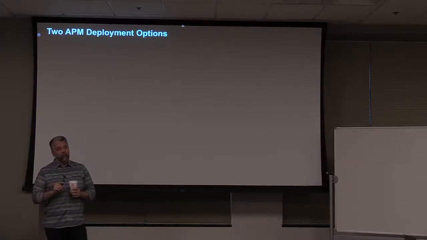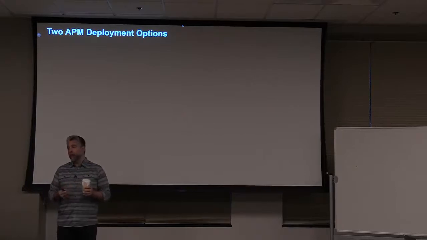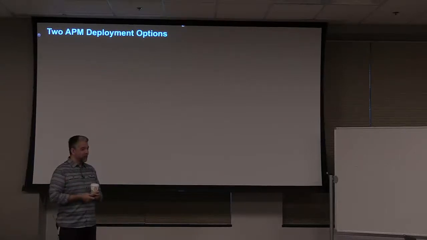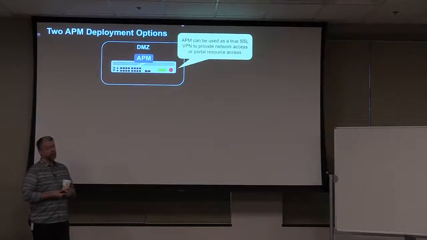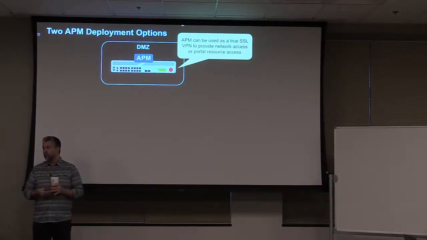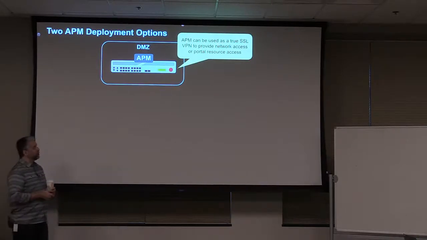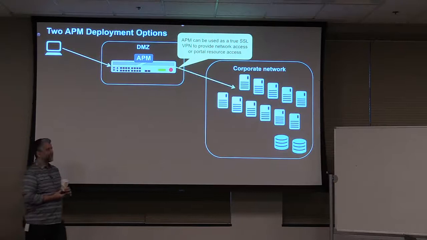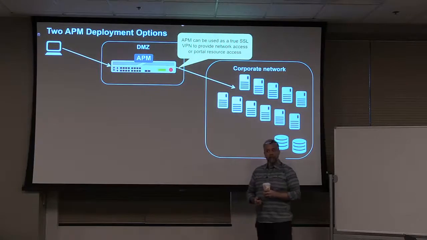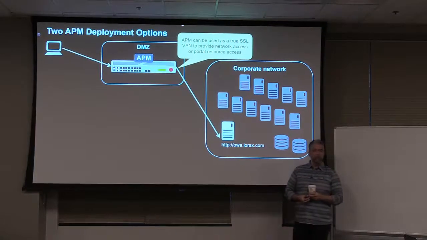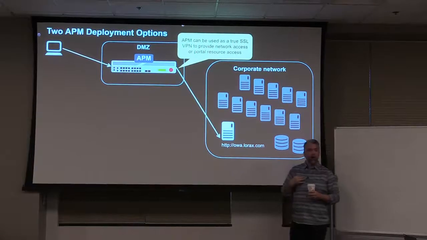To talk about the licensing, I want to talk about two different ways that you typically will deploy APM in the environment. And I bring this up because this has everything to do with the licensing requirements. So the first deployment scenario is using the APM as a true SSL VPN, just like any of our SSL VPN competitors. We're using it to give our remote users access to typically a network through a VPN tunnel, or maybe to a portal resource. Either one of those is what I call an APM resource. These are resources that are only created when you're using APM.